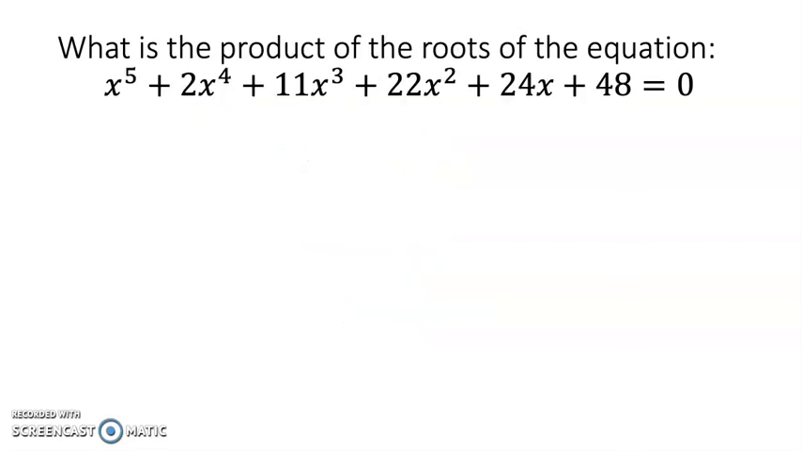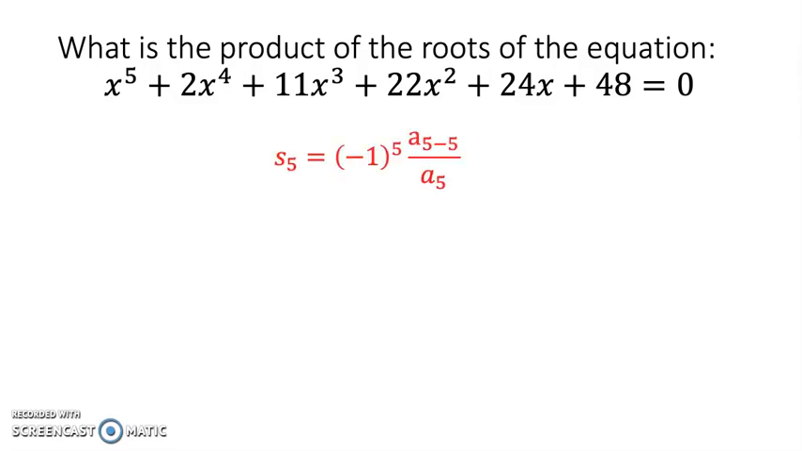Next question. What is the product of the roots of the equation x to the 5th plus 2x to the 4th plus 11x cubed plus 22x squared plus 24x plus 48 equals 0? If I'm going to find the roots of this equation, it would be a little difficult since I have 5 roots to look for. So, if I'm just going to get the product of the roots, I will just simply use the Vieta's formula. So that would be S of 5.